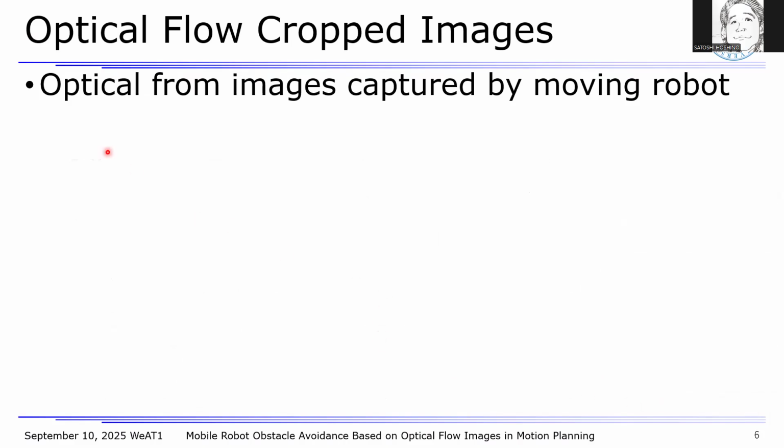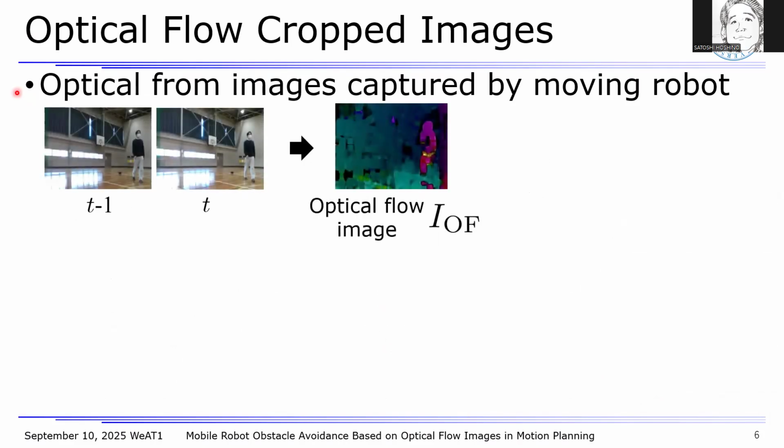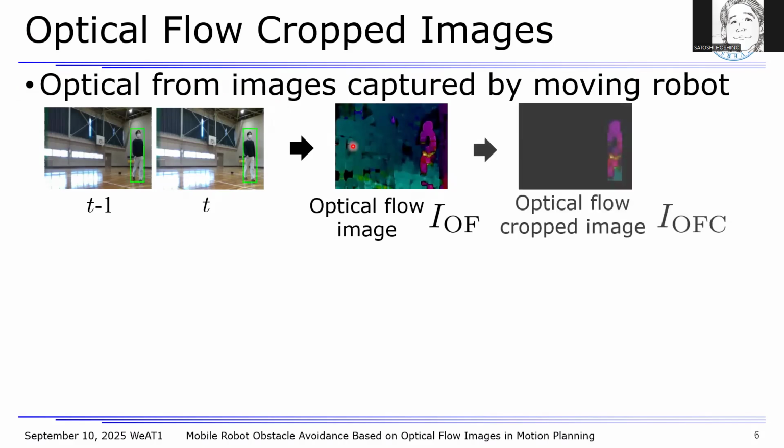By the way, given a fixed camera, the optical flow is estimated only from dynamic obstacles in the image. However, when the robot moves, optical flow is estimated not only from the obstacles but also from the background. So the optical flow of the obstacle is cropped from the optical flow image through object detection. As you can see in this figure, the optical flow of only the obstacle is visualized. Hereafter, the optical flow image and optical flow cropped image are abbreviated as IOF and IOFC respectively.